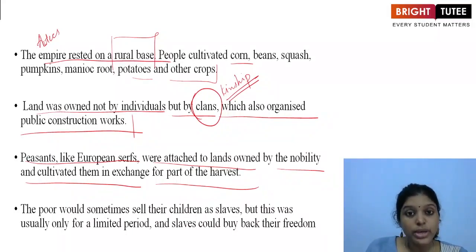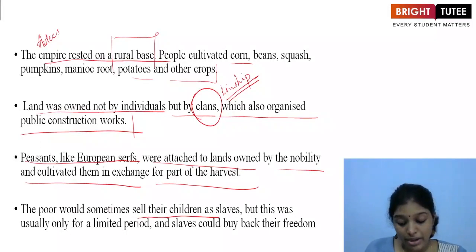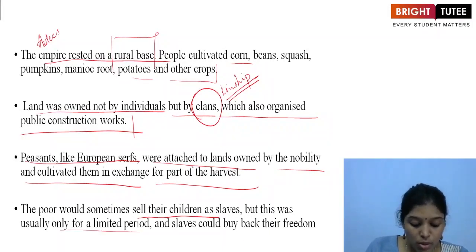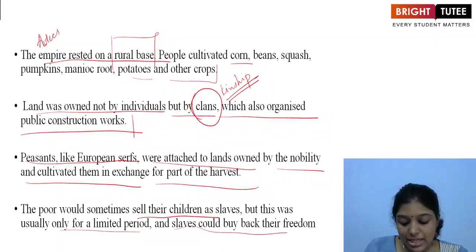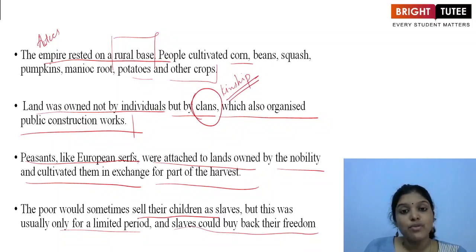So slavery also existed in a form, and children were sold by their parents, but this was usually only for a limited period, and slaves could buy back their freedom. But it was not something which was there for all life, but there was a provision that slaves could reclaim or get back their freedom. That was also allowed.